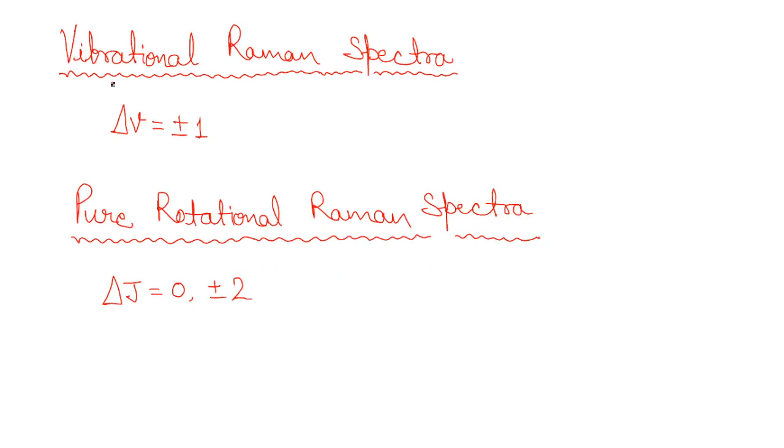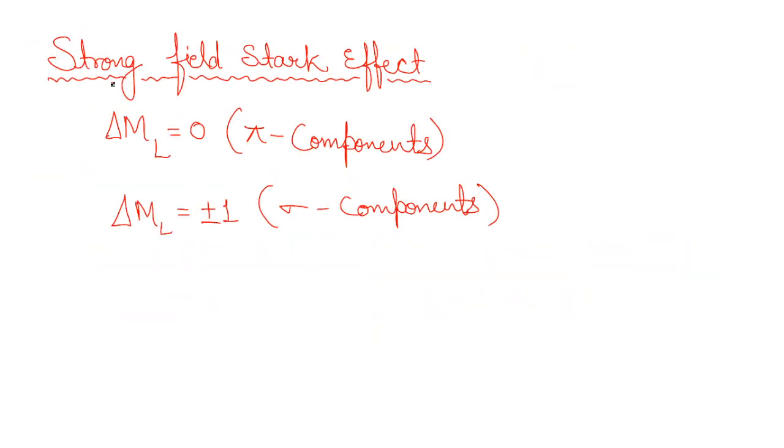Same way, when I'm talking about the pure rotational Raman spectra, ΔJ equal to 0 or ±2 will be the condition. This is the selection rule which will give you the possible transitions which you need to consider. So this is how you can consider it. Clear?